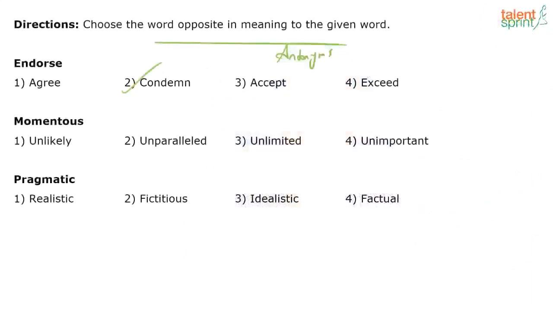So now that we have an idea of what momentous is all about, which is nothing but very important, especially because of some effect that it is going to have in the future events. What are my options? Options are unlikely, unparalleled, unlimited, unimportant. Easy one, no? It has to be option 4, unimportant. Momentous means significant, opposite of that is unimportant.